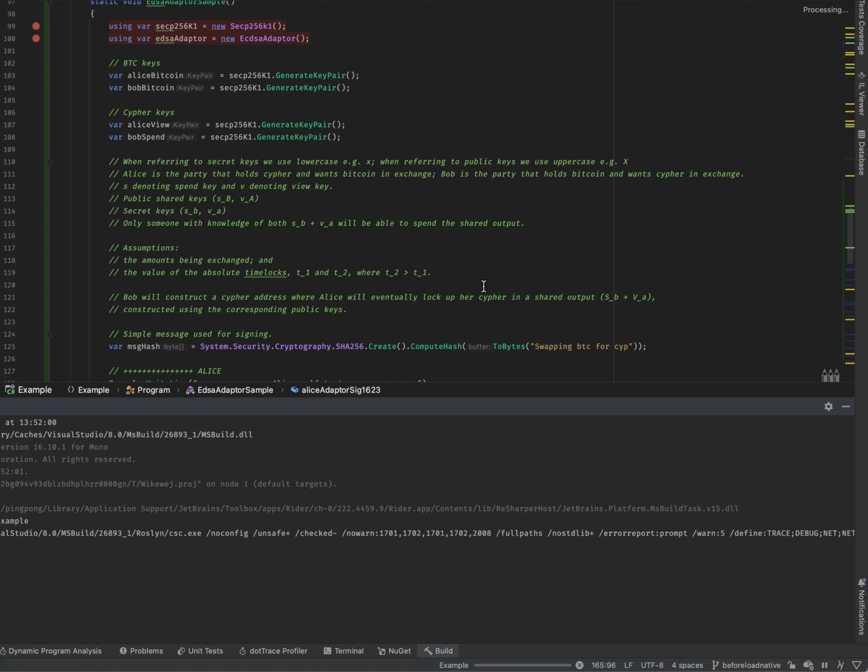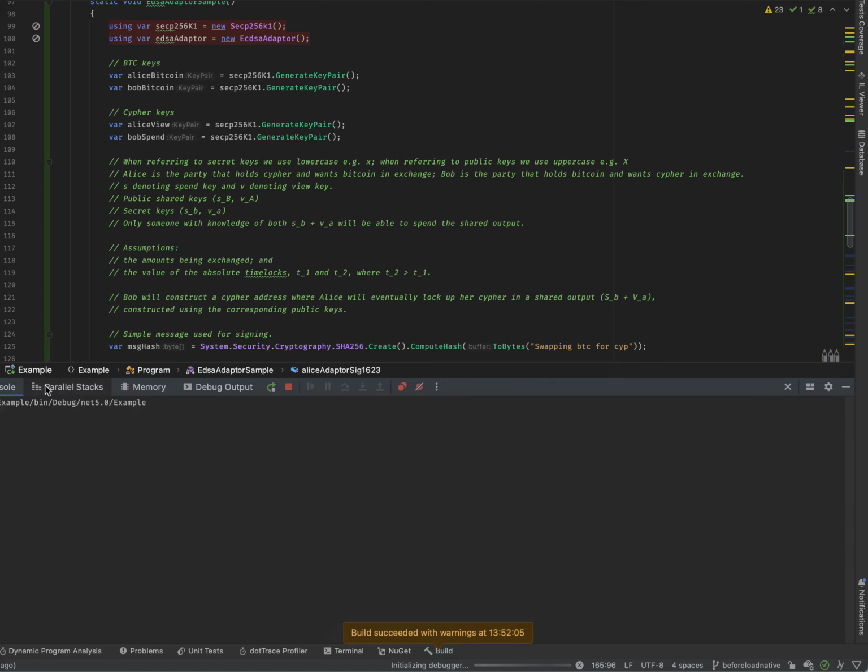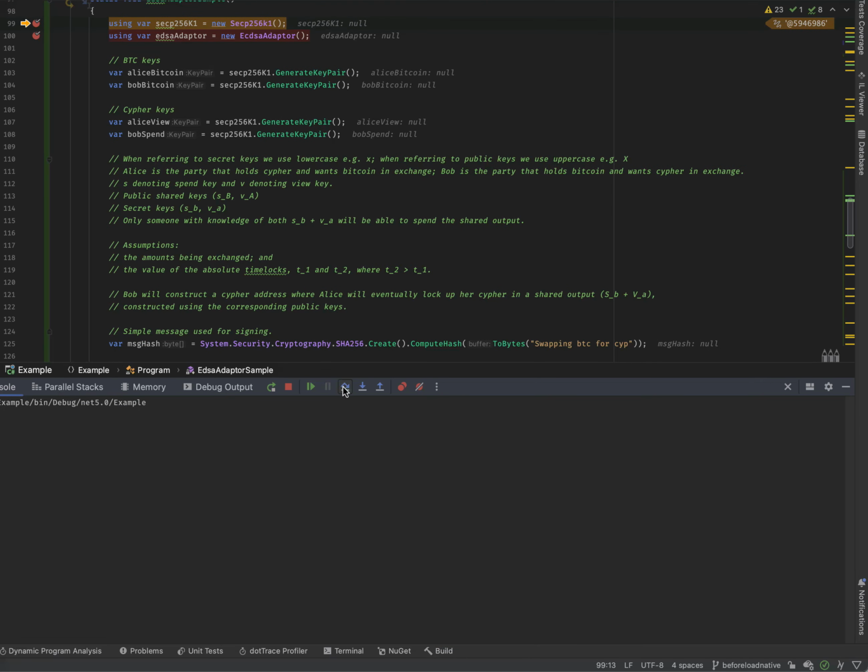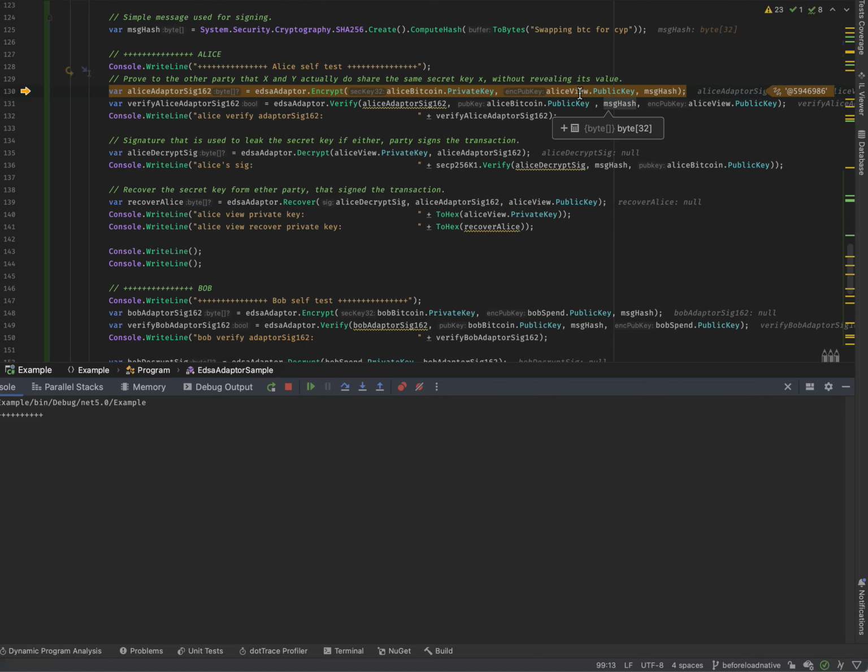So as before, we're gonna step through the library and create all the little goodies we need. We need the BTC keys, the Bitcoin private key, and she's going to use Alice's view public key with a message that she wants to sign, and she's going to encrypt it.